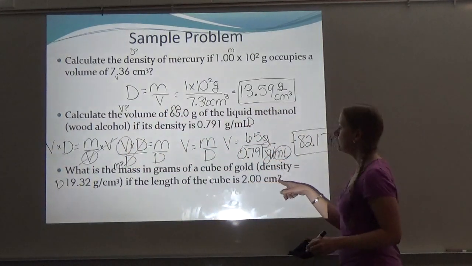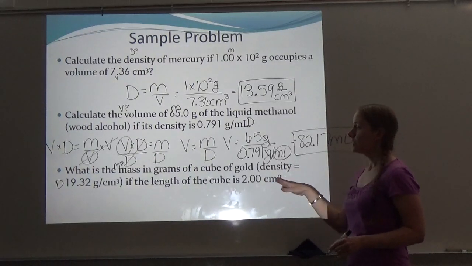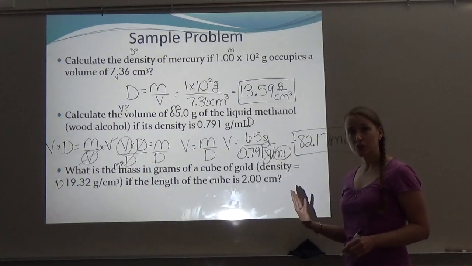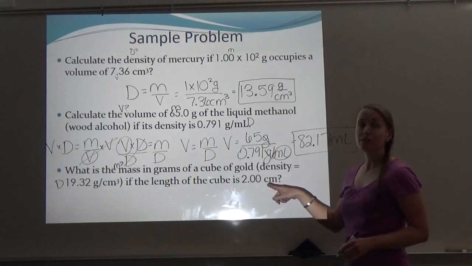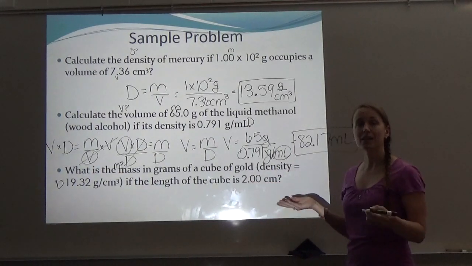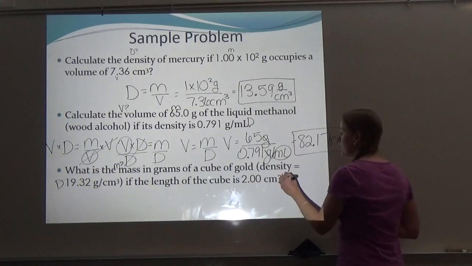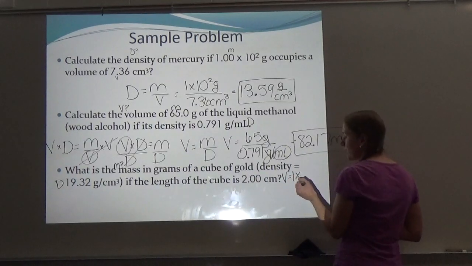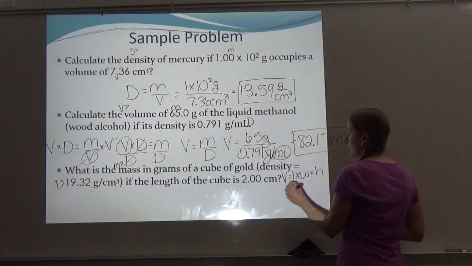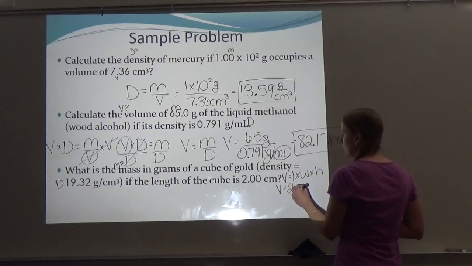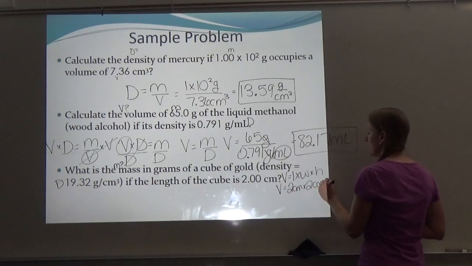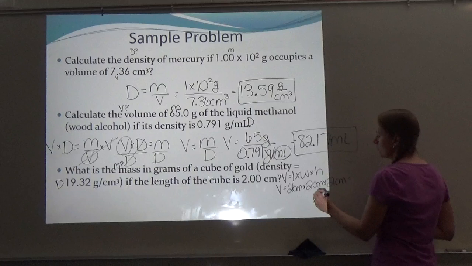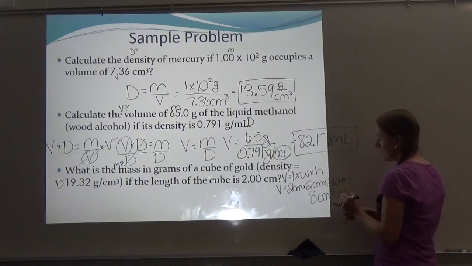If the length of the cube is 2 centimeters. Okay, well, y'all, they told us it's a cube. That means all the sides are equal. So if we know the length of a cube, volume is length times width times height. So I'm just going to have to do that before I can plug in. So length times width times height would, of course, be 2 times 2 times 2, which, of course, is 8. And then it's going to be centimeters cubed. So that is my volume.